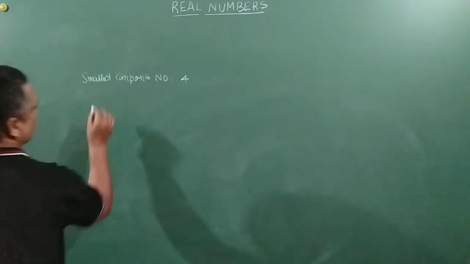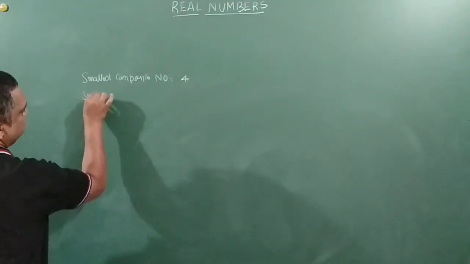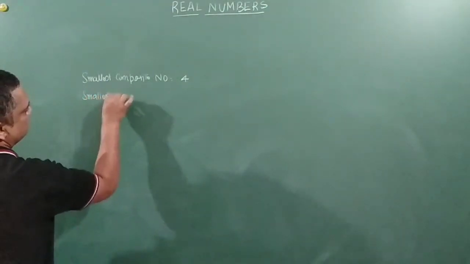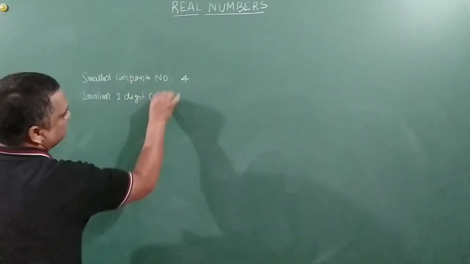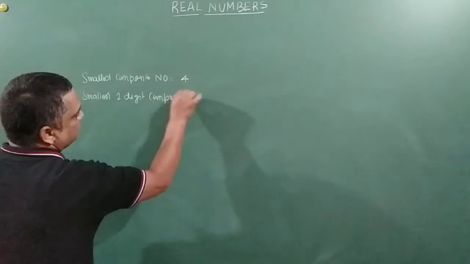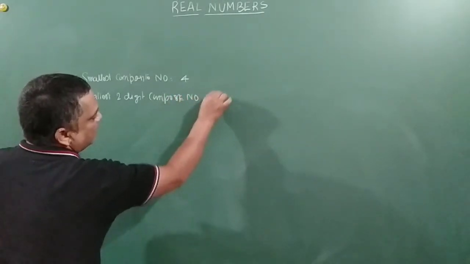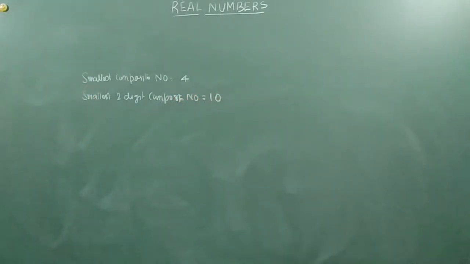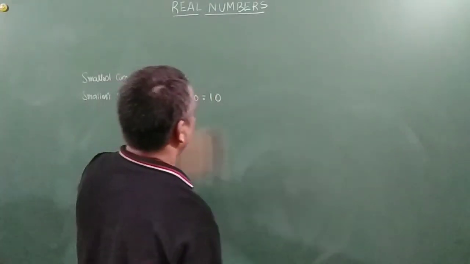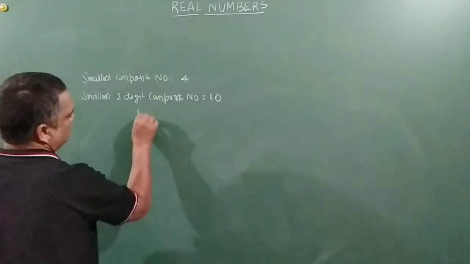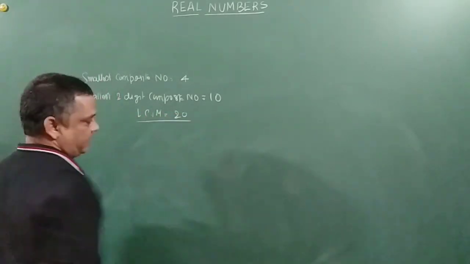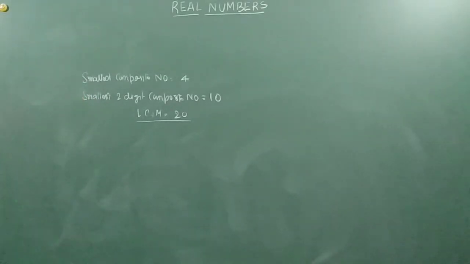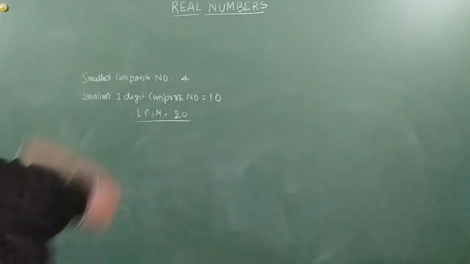So smallest 2-digit composite. Right? So now the things are very easy. You are expected to find an LCM. Okay? So LCM will be 20. Right? LCM is equal to 20. I am not finding it out here. Okay? So the trick part was only this.